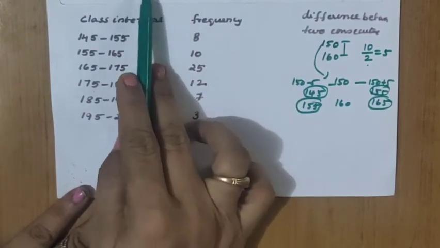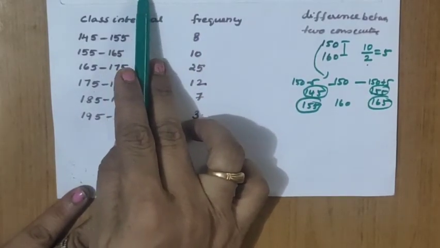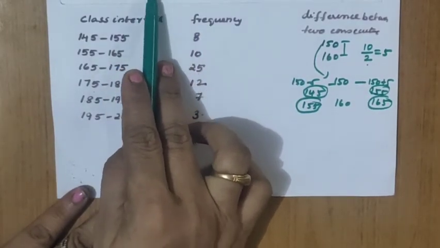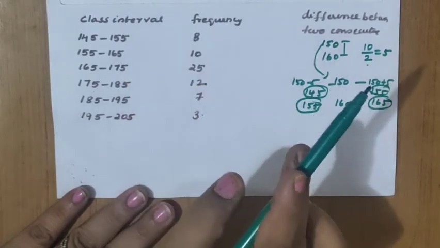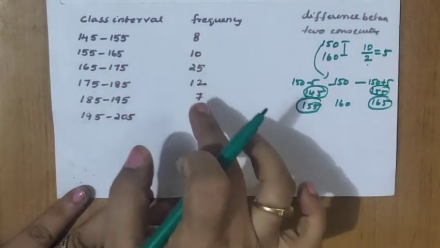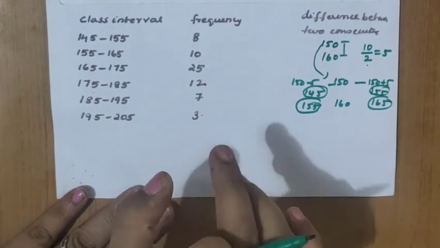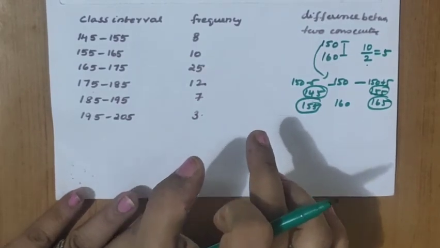And here we are getting it this way. You see that the space is also 10 only. Here also 10, here also 10. Like that we are getting. So we got the histogram, we can draw that.